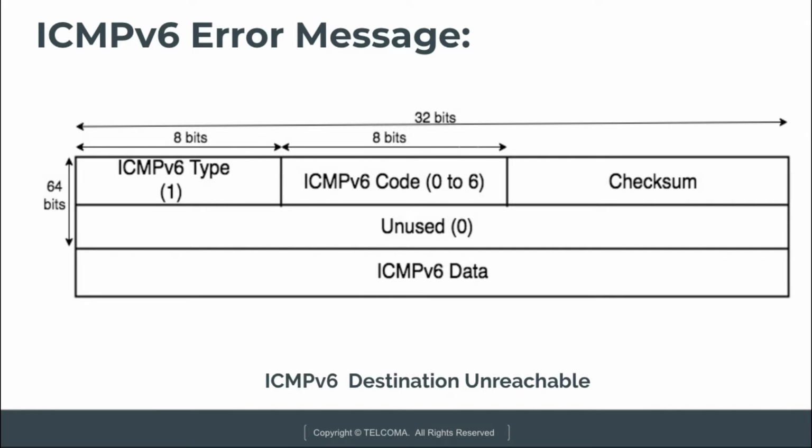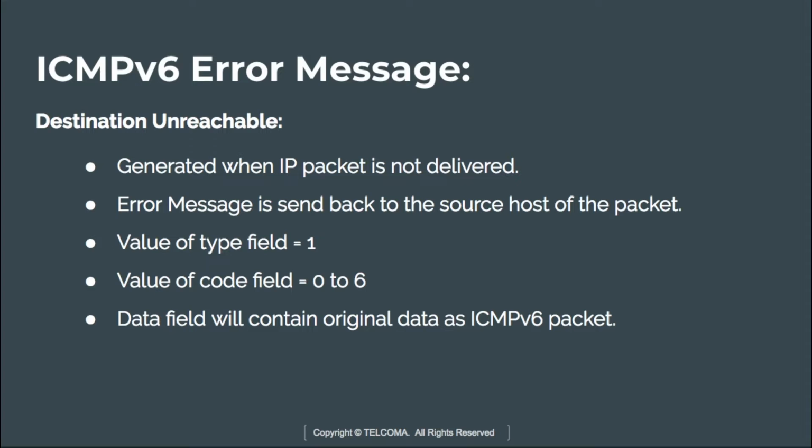So here is the packet format of the destination unreachable packet. The first field is the ICMP version 6 type. In the type field we have written 1. This 1 indicates that this is a destination unreachable error message. After that, the ICMP code has a value ranging from 0 to 6, and then there is a checksum field to detect errors. Then there is an unused field that is reserved for future use, and the last one is the ICMP version 6 data. The total length of this field is 32 bits and the width of this field is 64 bits, except that the ICMP version 6 data is not included in it. So let's discuss this in detail.